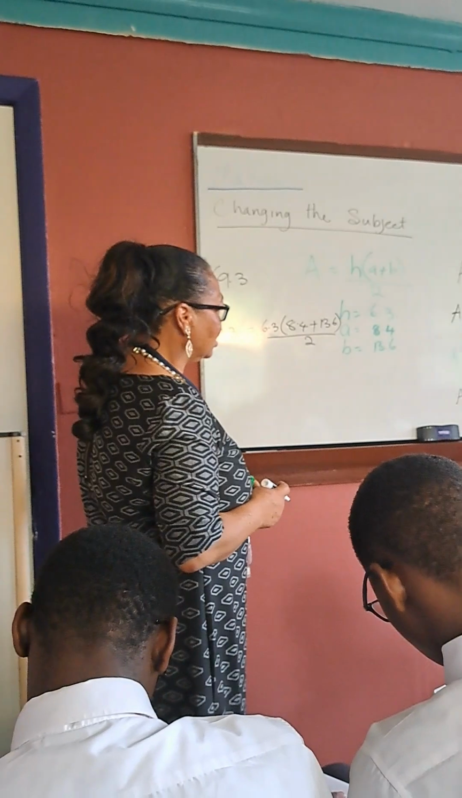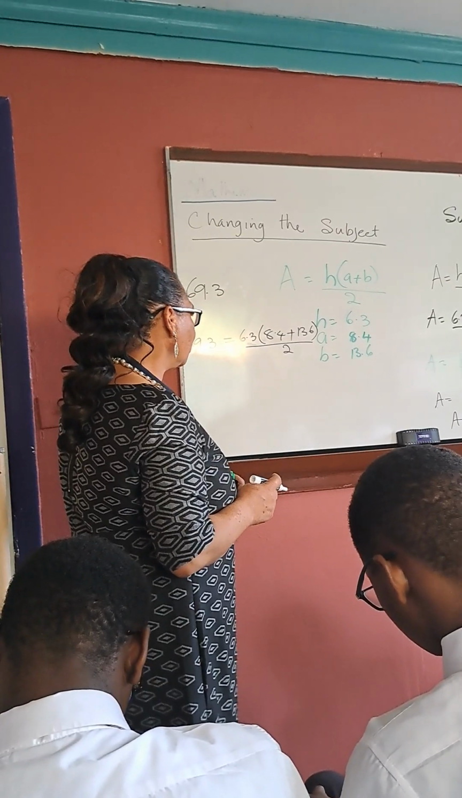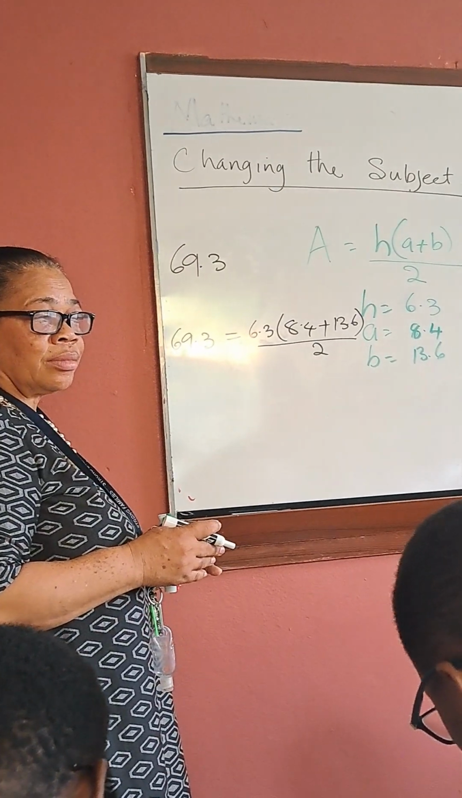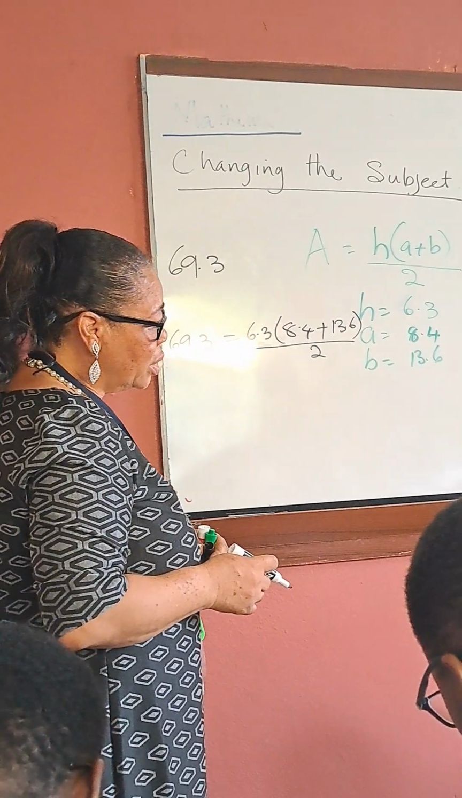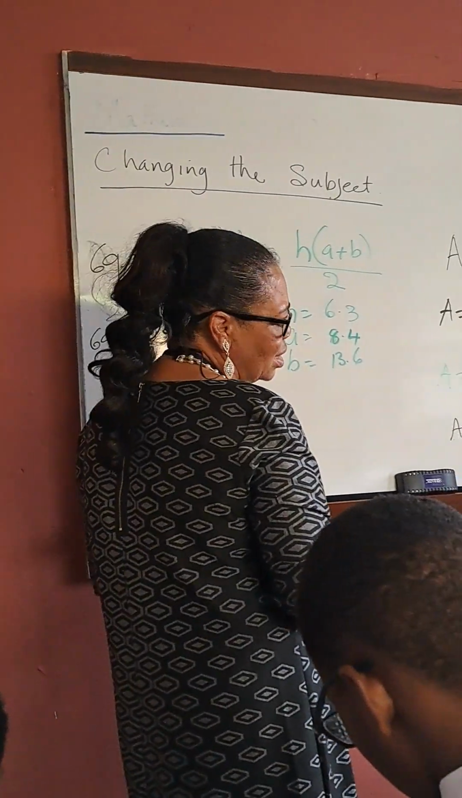So let's work through it. 8.4 plus 13.6 is going to give me 22. 22 times 6.3 is going to give me 138.6, and divide that by 2 and I'm going to get 69.3. Okay.